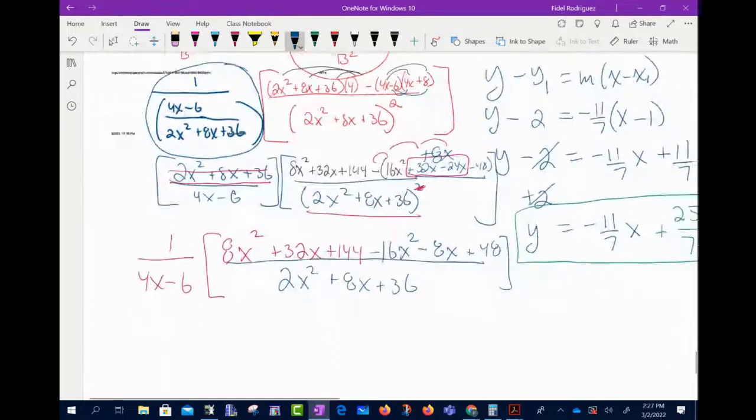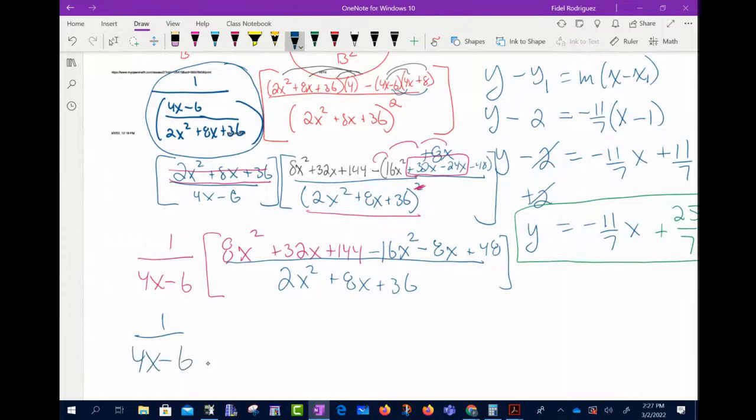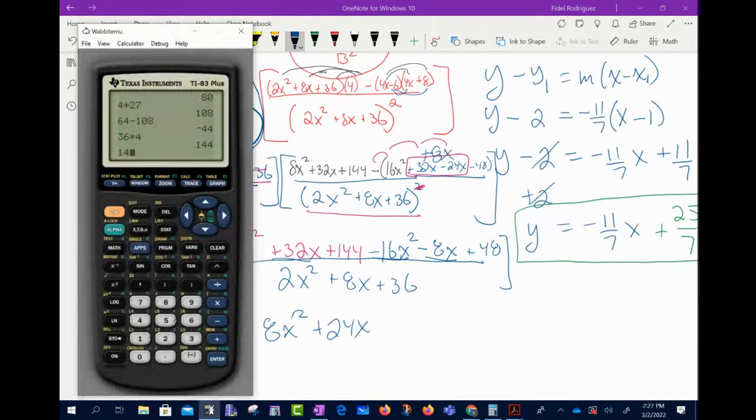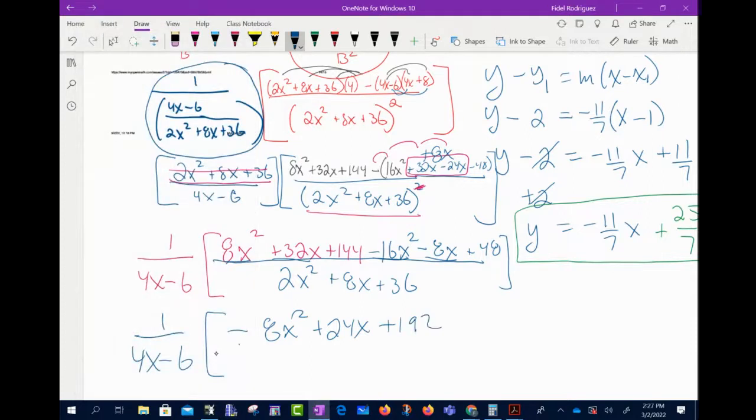Let's see. Can we combine some of those like terms up there? Okay. 8 minus 16, negative 8x squared. 32 minus 8, 24 with an x. 144 and 48, 192? Yeah, 192. Good. You guys are doing great. All over this business right here.